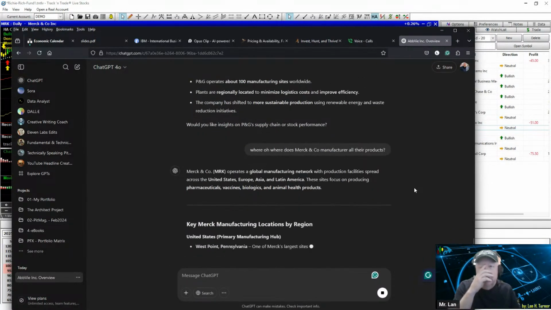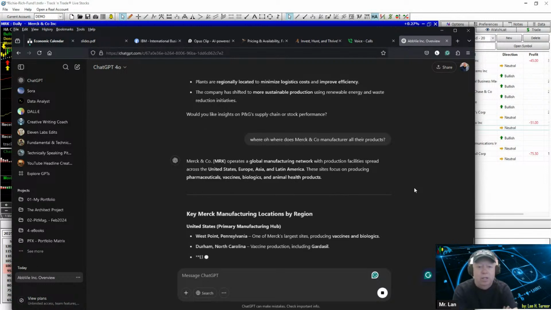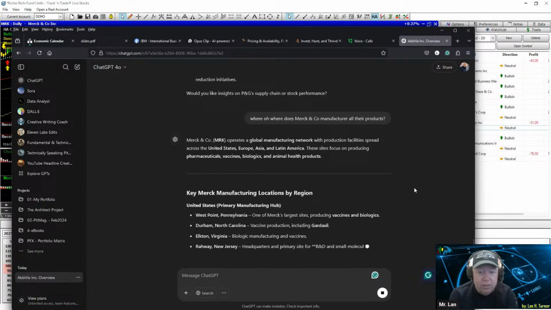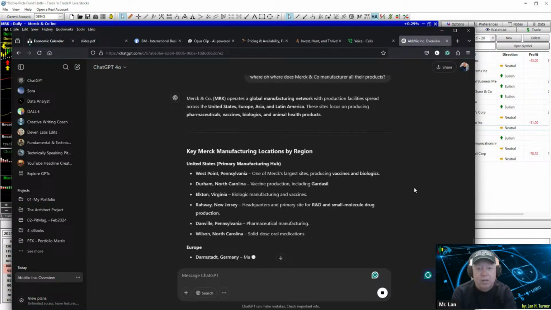Where, oh, where does Merck and Company manufacture all their products? Merck has a United States primary manufacturing hub. Way to go, Merck. West Point, Pennsylvania, the largest site producing vaccines and biologics, with vaccine production for Gardasil. Elkton, Virginia; Rahway, New Jersey; Danville, Pennsylvania.